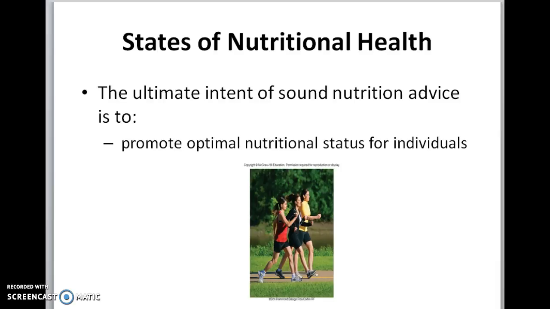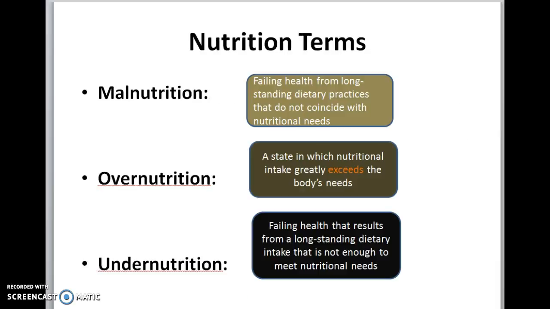The ultimate intent of sound nutrition advice is to promote optimal nutritional status, which is sometimes hard to measure, but there is the hope that you won't be malnourished, which means you fail over a long term to get enough nutritional needs, or to have overnutrition, which just means that you're getting more than you need, more nutrients than your body needs, or undernutrition, which is a long-standing dietary intake that's not enough to meet the needs.